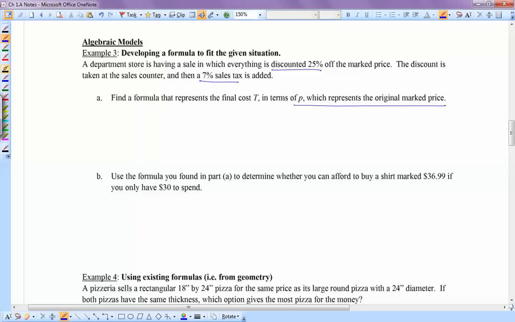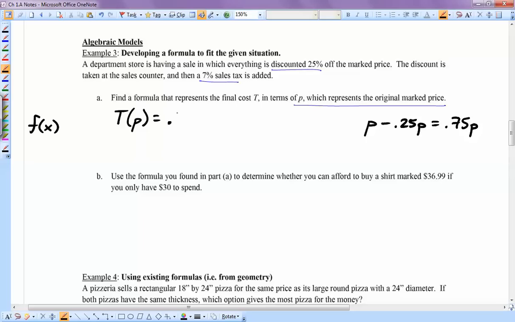Okay, so first let's look at this. T is a function of P. So I'm going to write it like this. You should be thinking in terms of f of x equals something. This is T of P, not T times P, right? So this is total cost depends on price. And first, the price gets discounted 25%. You can think of that a couple different ways. You can take the original price and subtract 25% of it, 0.25. Or you can think, well, that's 75% of the original price, right?